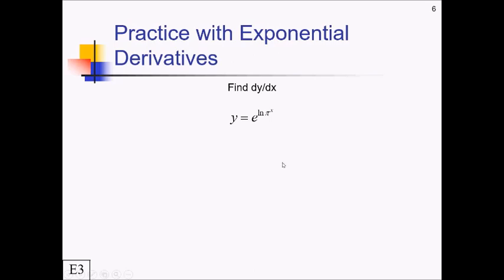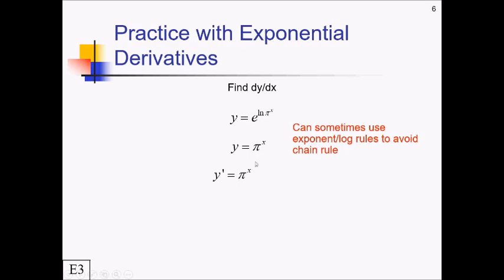Here's another example to try out, and see if you can do this in a clever way. Pause the video, give it a shot. All right, so here's what I mean by clever. You could just launch into a chain rule on this one. We have e to the something, and then we have ln of something. However, you can sometimes use exponent and log rules to avoid using the chain rule. For example, e to the ln, we know those things normally cancel out. So we could just rewrite this as y equals pi to the x. And now this is just a b to the x kind of rule. So y prime is just going to be pi to the x times the ln of the base, ln of pi, and we're done with this one.